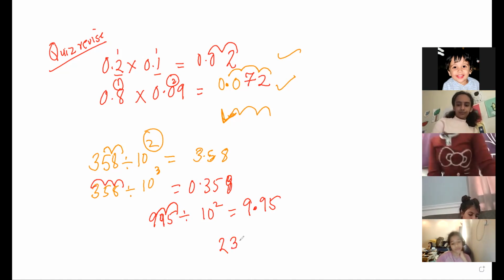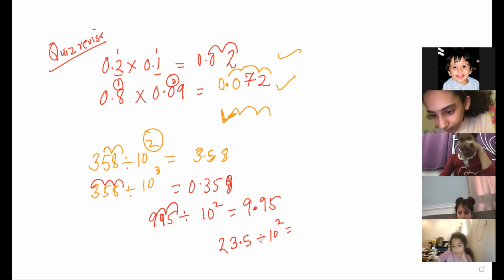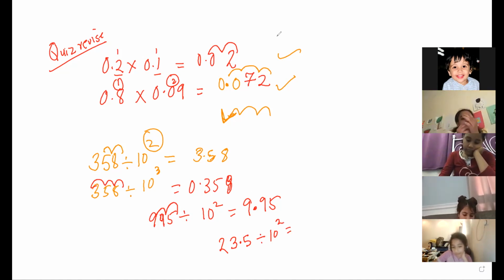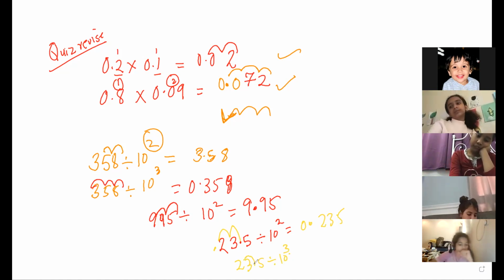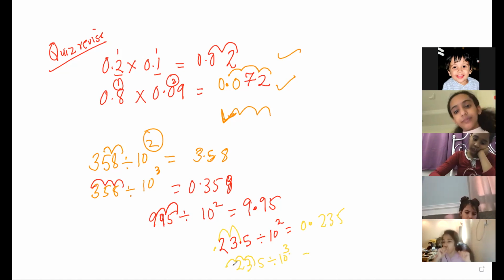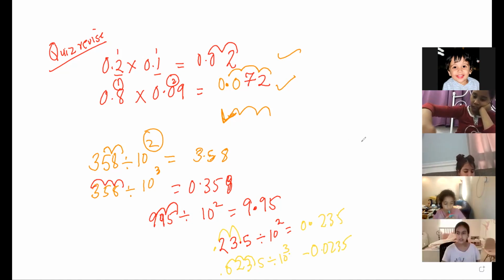Okay. Same thing if they ask you like this, 10 power 2. What will you do? Will you start from the last or from the point? You will start from the point. From the point, 1, 2. You'll put a point here: 0.235. If it is 23.5 divided by 10 cube, that is three zeros, 1, 2, 3. You'll put a zero here, a point, 0.0235. Got it? Yes.